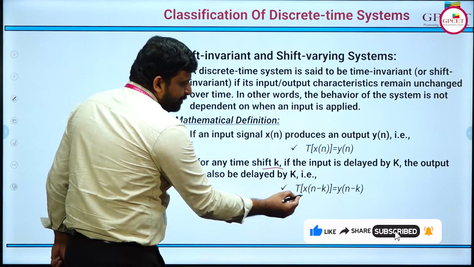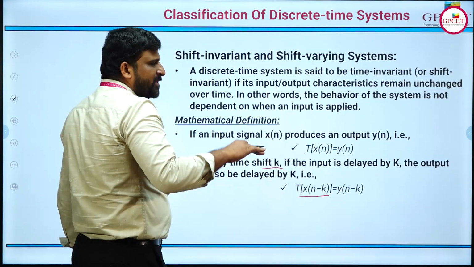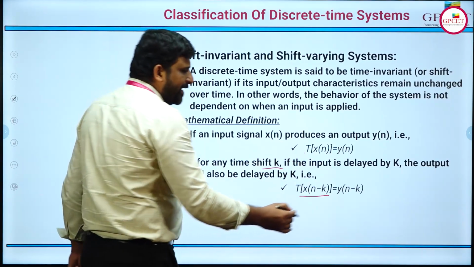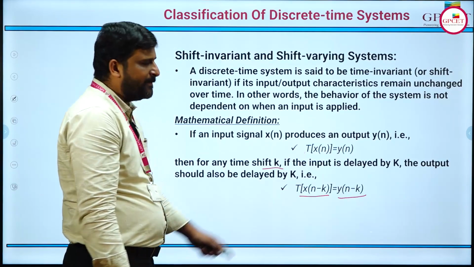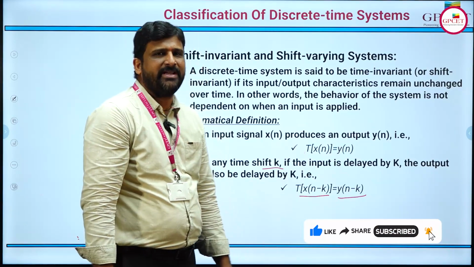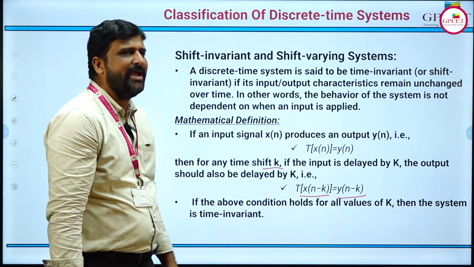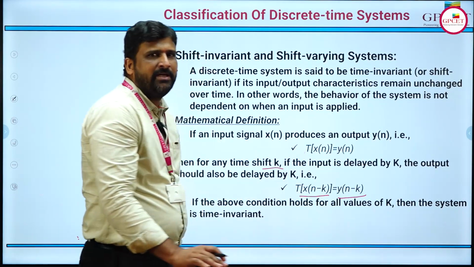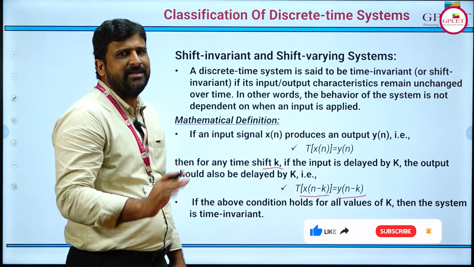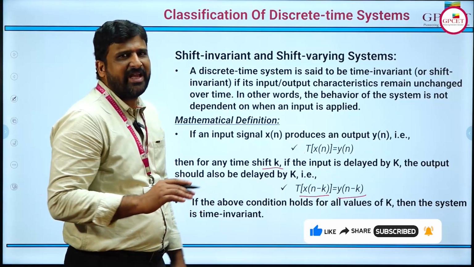You can see here on the input side it is a k-time delay, that is x of n minus k. If the input is delayed by k, automatically the output should also be delayed by k. That is, the shifted input signal x of n minus k should produce the same output y of n minus k. If this condition holds for all values of k, then the system is said to be a time invariant system. Clear? When the input is shifted by any number of delays, the output should shift in the same manner. If that is not occurring, then I can say that it is a time variant system.